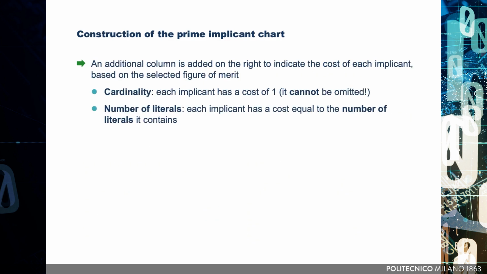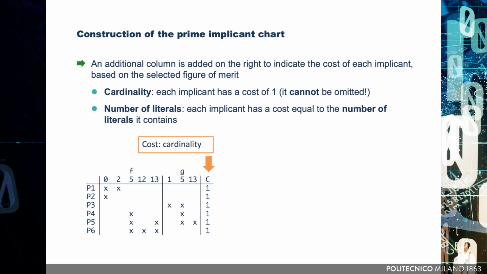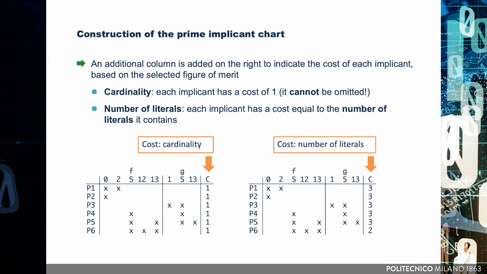We complete the table by adding the cost column based on the chosen figure of merit. The only difference compared to the single function case is that, when using cardinality as the cost function, the cost column is no longer optional, but it is fundamental for executing the prime implicant selection phase. Here is the cost column for the current example when cardinality is used. And here is the corresponding cost column when using the number of literals as the metric.